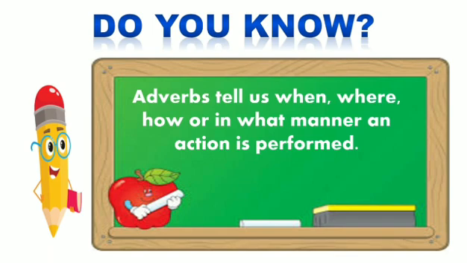how you are sitting, how you are speaking, how you are laughing, and where you were going, when you were going. So adverbs will tell you these 3 aspects of your action. Number 1, when the action is being done. Number 2, where the action is being done. And number 3, how or in what manner the action is being done.